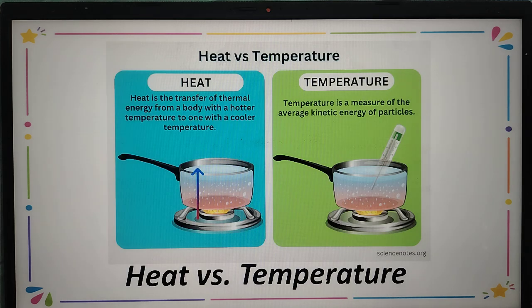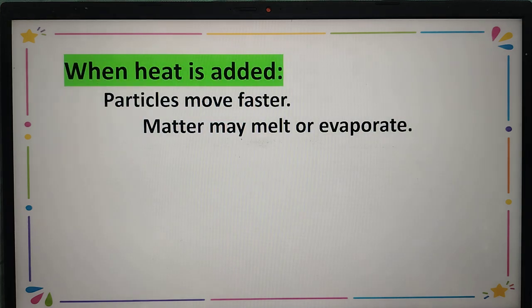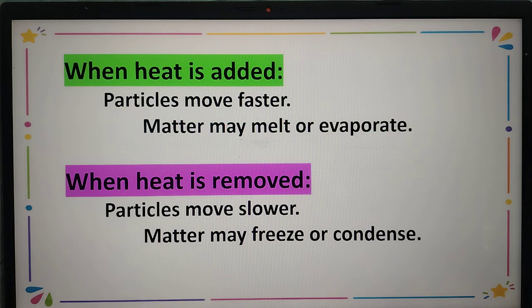Now what is heat and temperature? When we speak of heat, it is the transfer of thermal energy from a body with a hotter temperature to one with a colder temperature. That's all about heat. Temperature is the measure of the average kinetic energy of the particles. So the greater the heat energy, the greater the temperature. That's directly proportional.